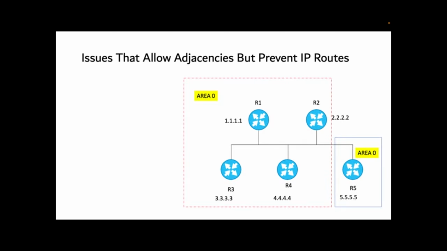Also, there are some issues that would allow adjacencies but prevent IP routes. In OSPF, there are some issues where the show IP OSPF neighbor command does list a neighbor, but due to some other problem, it prevents the addition of OSPF routes into the routing table. And these two main issues are a mismatched MTU setting. If you have a different MTU configured, then it can cause a problem. Or a mismatched OSPF network type.